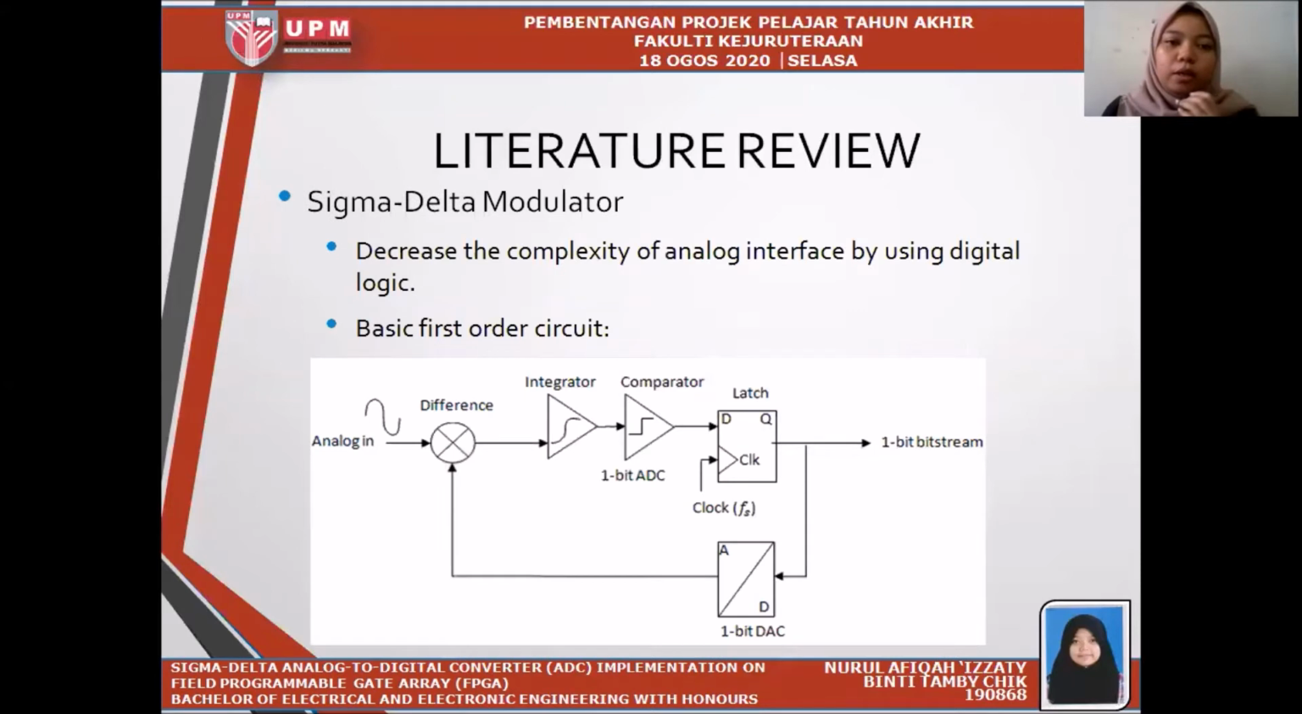So this is the Sigma Delta modulator. This circuit decreases the complexity of the analog interface by using digital logic. As we can see, there is an integrator, comparator, latch, and DAC. The integrator is built from an RC, which is a resistor and capacitor, and the comparator is inside the FPGA, as well as the latch and DAC. The circuit will only produce a one-bit stream. That's why Sigma Delta has a longer conversion time, because it only produces one bit at a time.